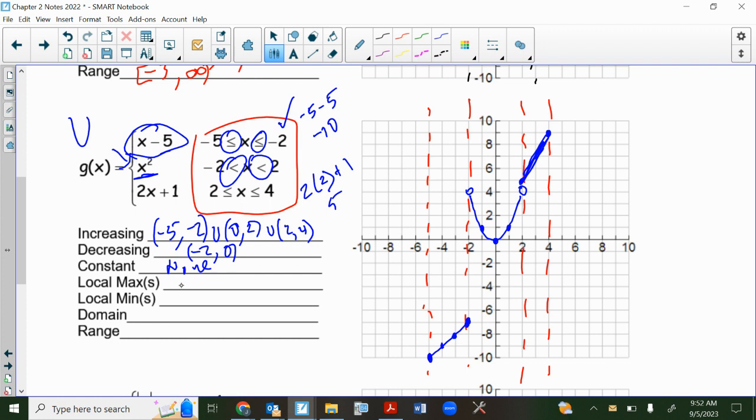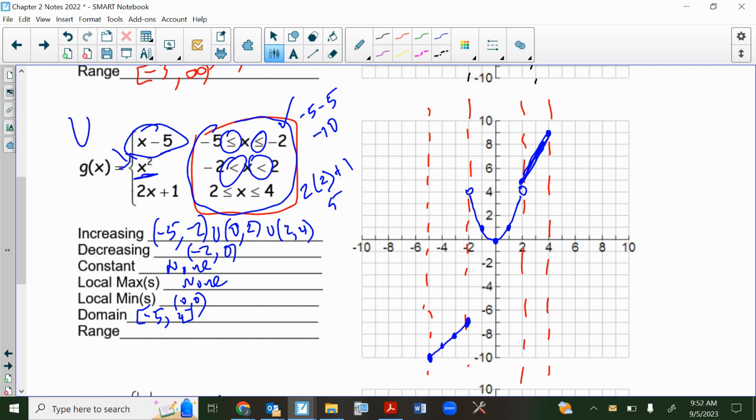Local max, there is no local max. Local min is at 0, 0. Okay. And then our domain, again, you can either look at the graph you've made or look at what's here. It's saying x is between -5 and 2, inclusive, -2 to 2, exclusive, 2 to 4, inclusive, which really means it's inclusive from -5 to 4. And that's also the case if you look graphically.